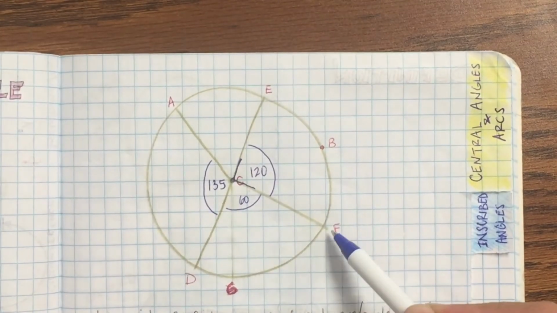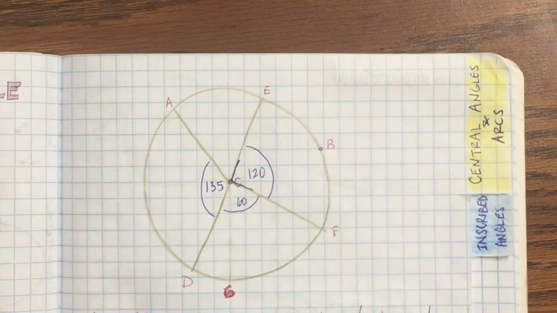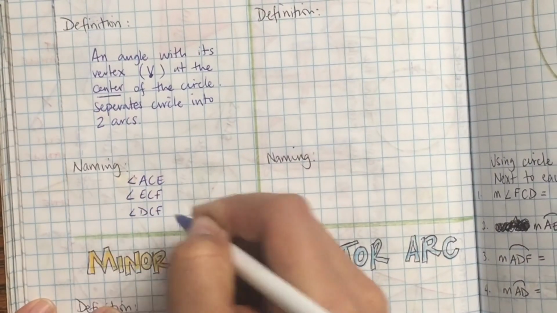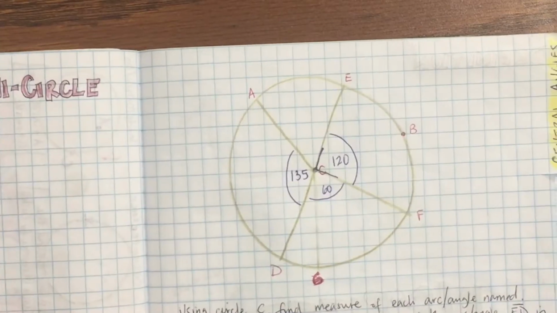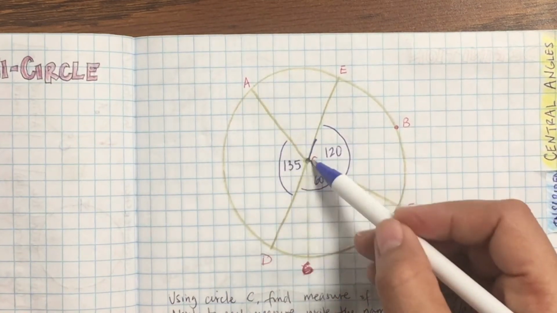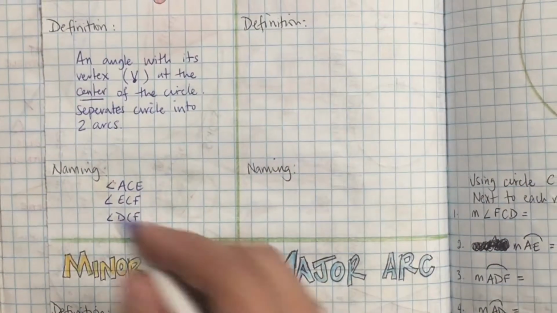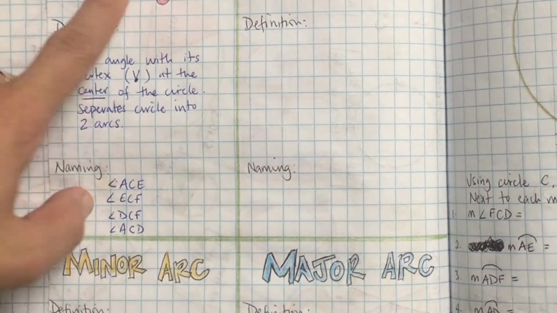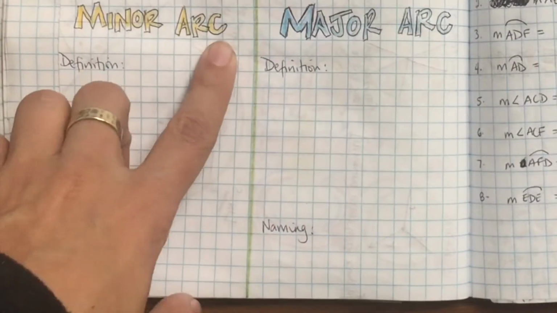Another one would be angle FCD or angle DCF, just depending on which way you go. It's still going to be 60. And then angle ACD, that's another central angle. So really it's the angles in the middle, at the center of the circle. That's why it's called a central angle.